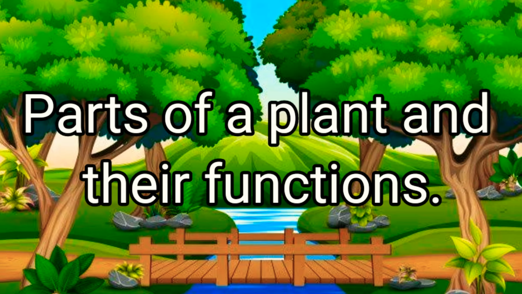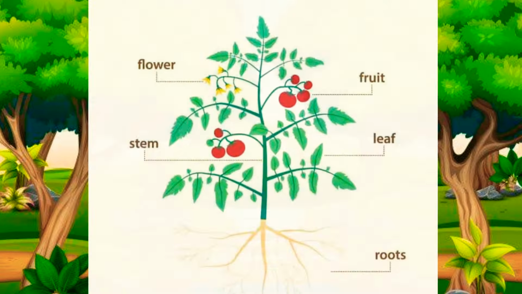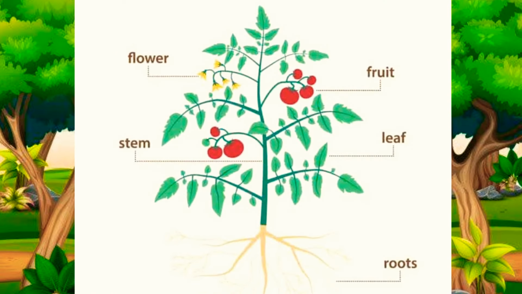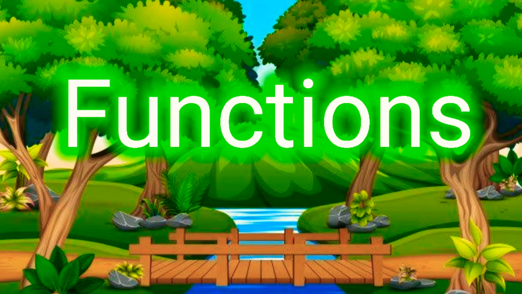Our lesson for today is all about parts of a plant and their functions. All parts of a plant, whether it's the roots, stems, leaves, flowers, fruits, and seeds, are very important. They work together to keep plants growing, reproducing, storing food, and nourishing the world. Now let's find out the functions of each part of the plant.